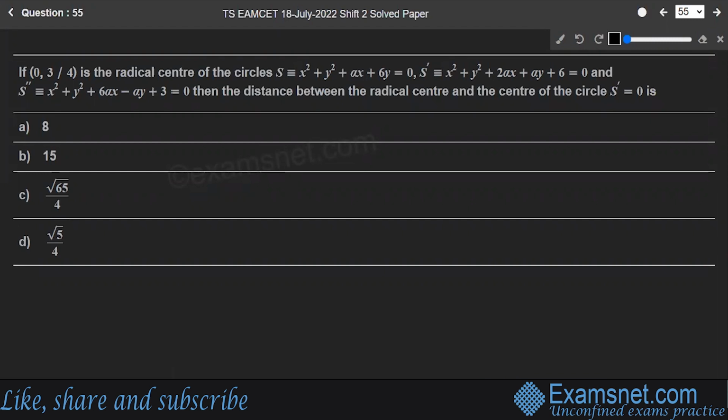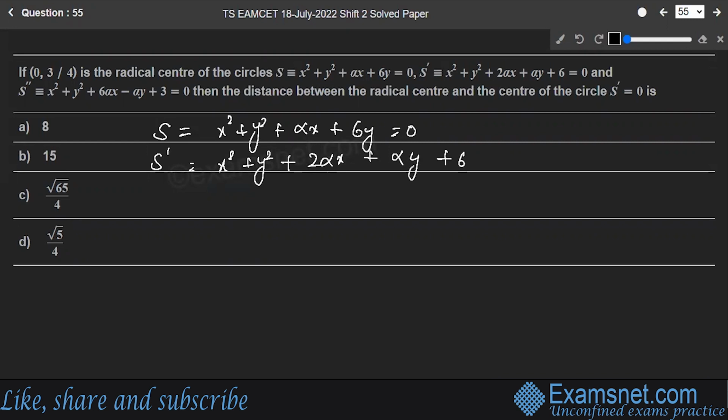All right, let's write down the three equations. S is given by x squared plus y squared plus alpha x plus 6y equals 0. S dash is x squared plus y squared plus 2 alpha x plus alpha y plus 6 equals 0. And S double dash is x squared plus y squared plus 6 alpha x minus alpha y plus 3 equals 0.